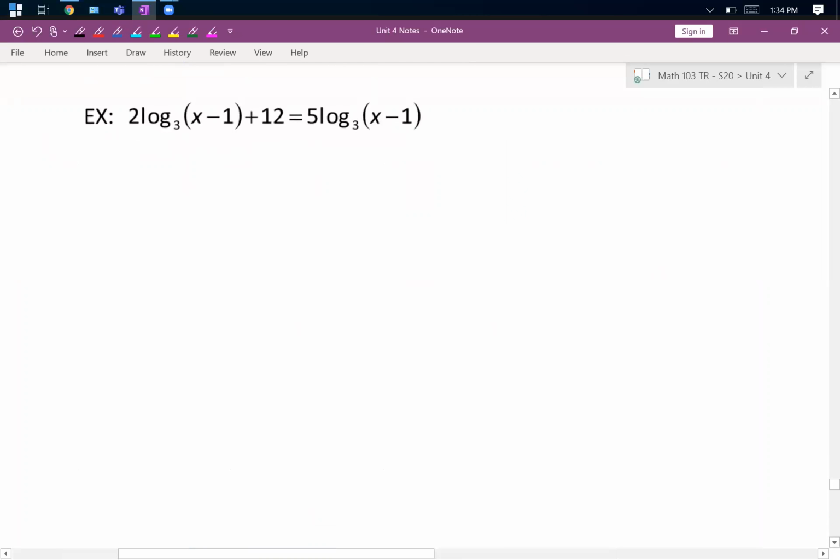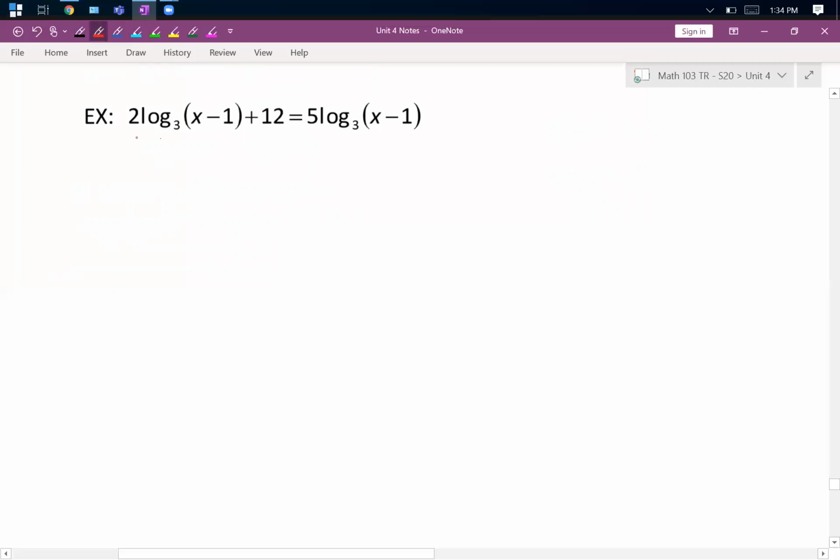Let's solve 2 log base 3 of (x minus 1) plus 12 equals 5 log base 3 of (x minus 1). Are we going to be able to use the one-to-one property? No. This plus 12 doesn't have a log with it. So I know I'm not going to be able to use the one-to-one property. I need to get all my logs together and then rewrite it in exponential form.